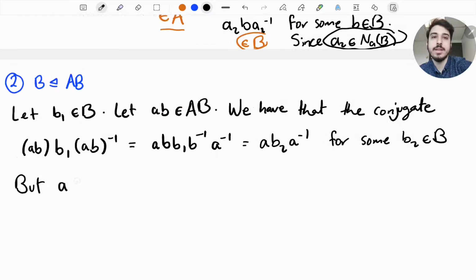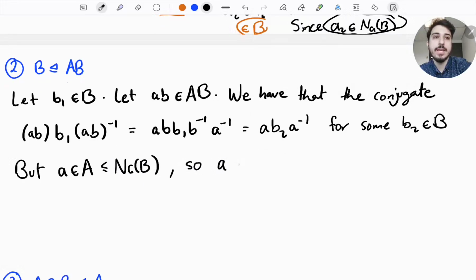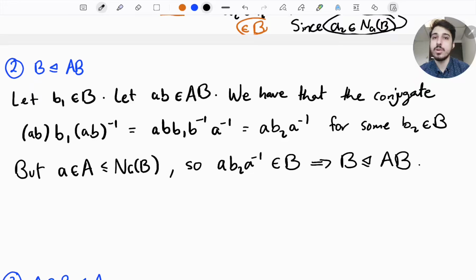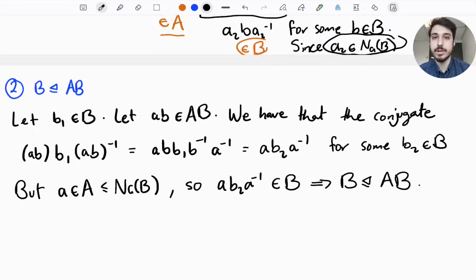So we will use a similar argument here, because a is an element in A, which is inside the normalizer. So we have that a b2 a^-1 must be an element in B because a is in the normalizer. And so this means that it is closed under conjugates. B is a normal subgroup of AB. It goes without saying that B is already a subgroup of AB because B is a subgroup of the entire group G. This completes the second part of the proof.